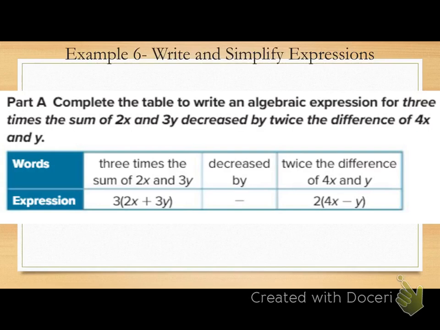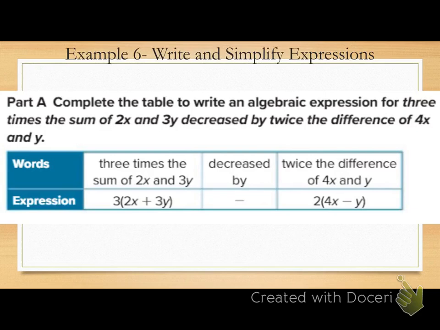3 times the sum. What does sum mean? Addition problem, right? So 3 times the sum of 2x and 3y. So I'm adding 2x and 3y, multiplying that sum times 3. So that's why it's 3, parentheses, 2x plus 3y. Is everyone okay with where they got that from? Decreased by, that's one of those key phrases we learned about in our first sets of notes. Decreased by means subtraction. So using a subtraction symbol.